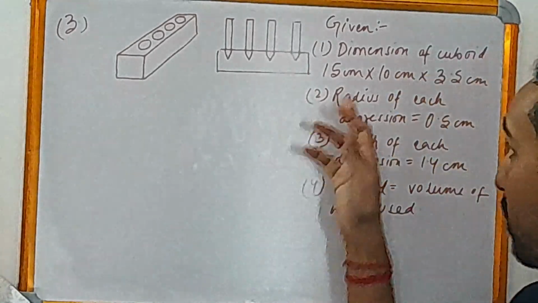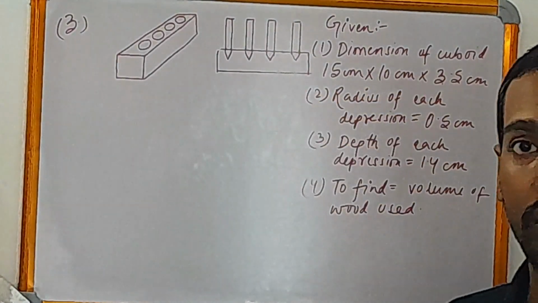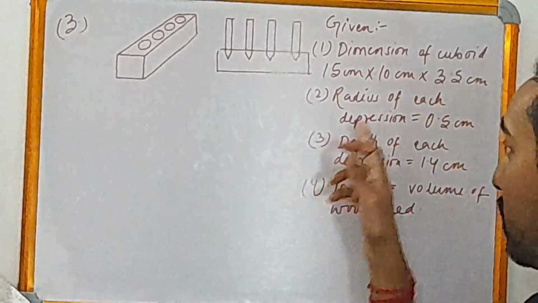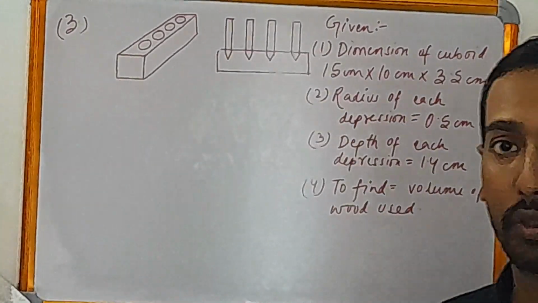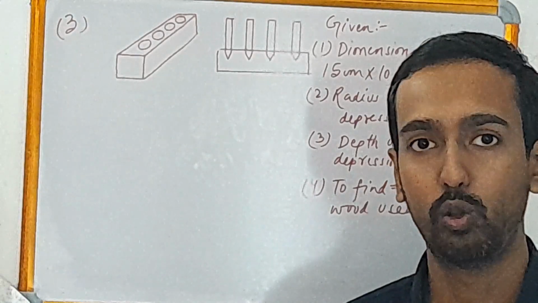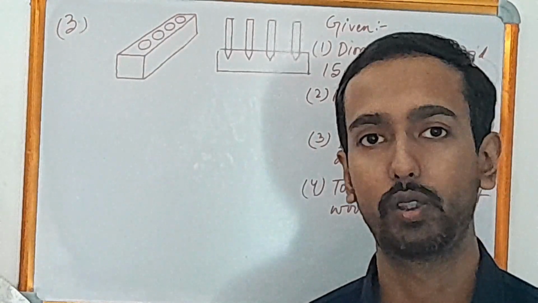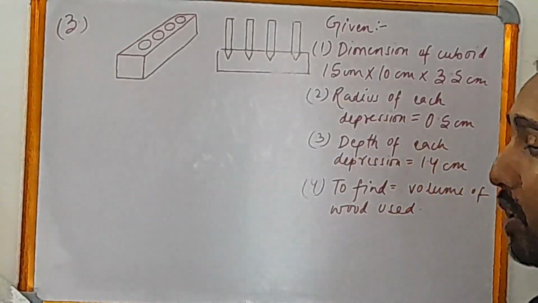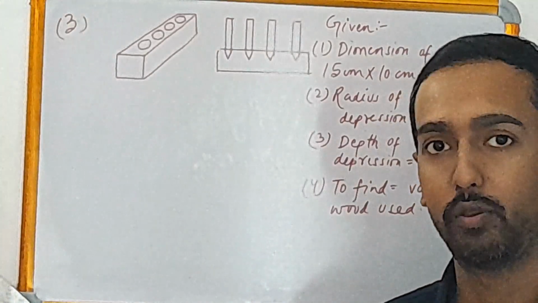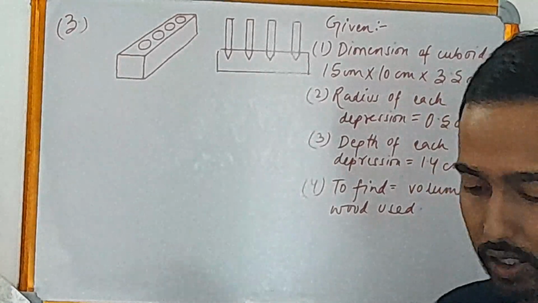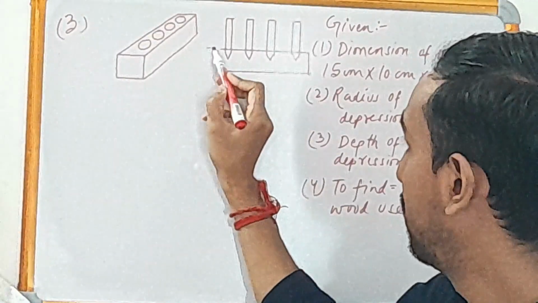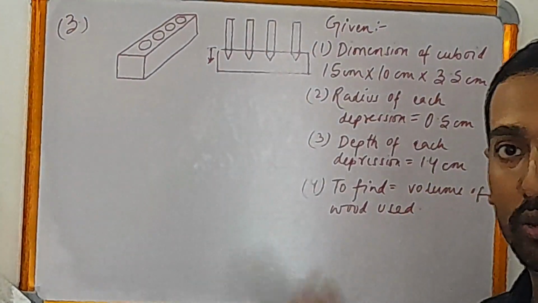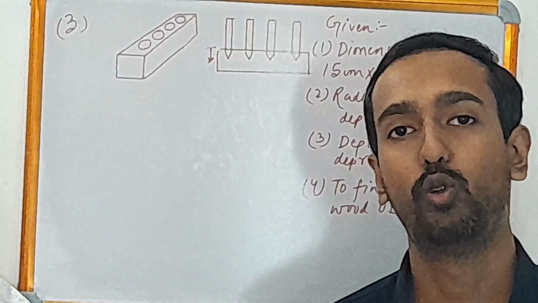Here the dimensions of the cuboid are given. These are the dimensions before making the conical depressions, and this is the radius of each depression. This depression is in the shape of a cone, so this cone must have some height and some radius of the base. The radius of each base is given as 0.5 centimeter. And what will be the depth or the height of the depression? This height is given as 1.4 centimeter.